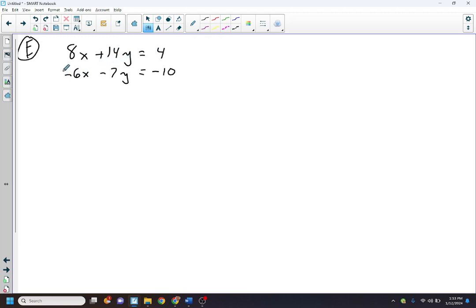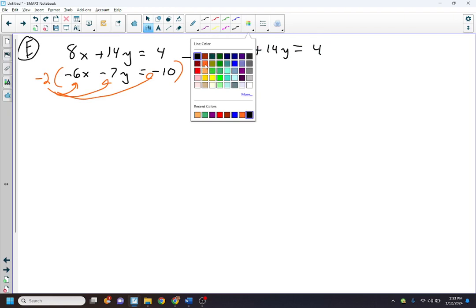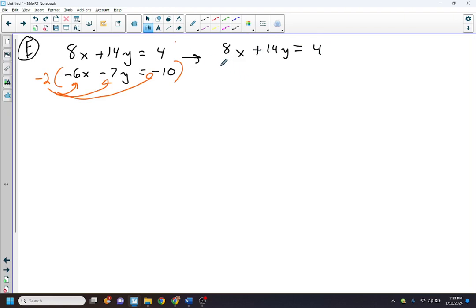So in this case, I can multiply the bottom by a negative 2. The reason I multiply the bottom by negative 2 is because what's going to occur is that the bottom will become positive 14. And I need it to be exactly the same. So negative 14 is not good enough. It has to become positive 14. So negative 6 times negative 2 is 12x. Negative 7 times negative 2 is positive 14y, which is perfect. They're the same. And negative 2 times negative 10 is 20.